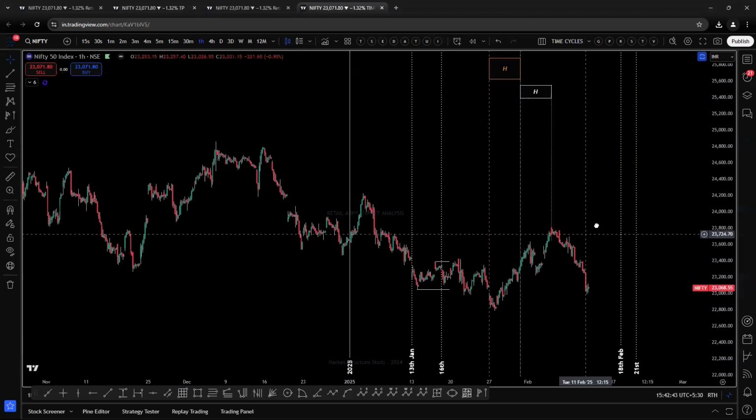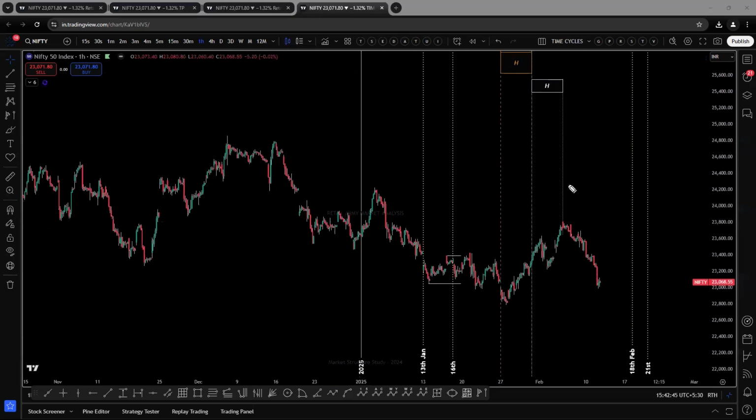Time cycle wise, like I told you, as per time cycle, we had to find a small high here. This is a major time cycle. We wanted confirmation whether the market made an inversion, whether it made a swing low or a swing high. For that, what did we want? We wanted a fast move down, right? Next time zone is coming from next week, 18th to 21st.